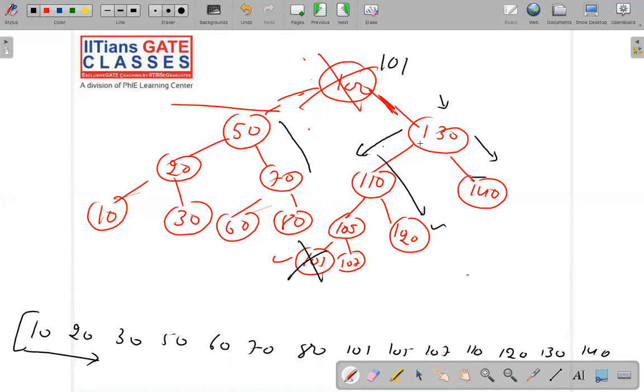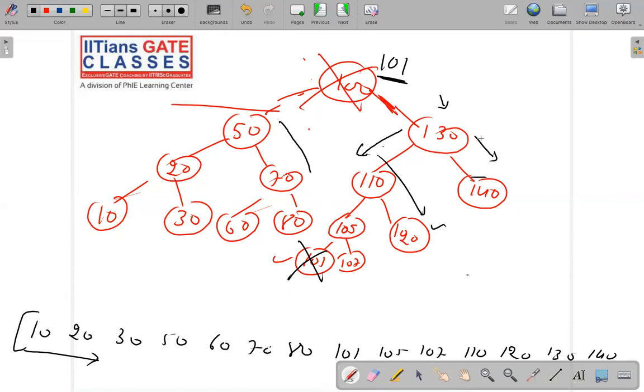Now, what is the Inorder traversal? The Inorder traversal will change like this. After 70, we will have 80, 101, then 105, 107, 110, 120, 130, and 140. See, the Inorder Traversal is the same again. And we have seen that the root is 101.